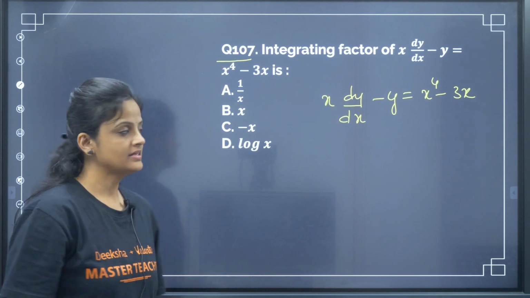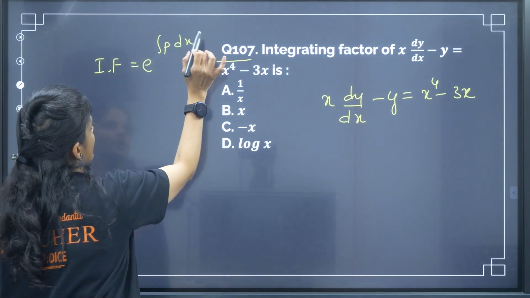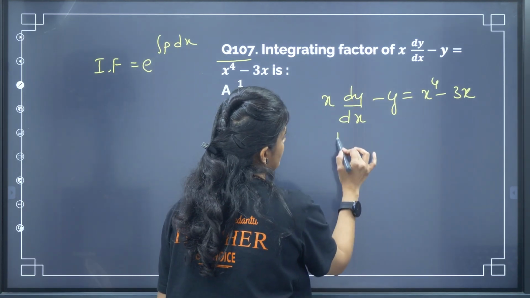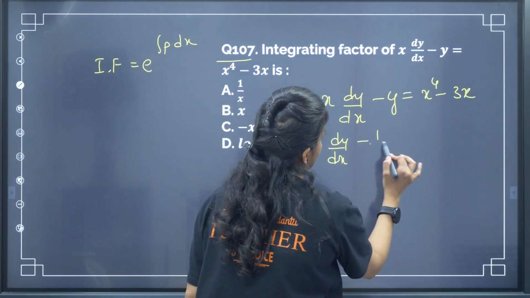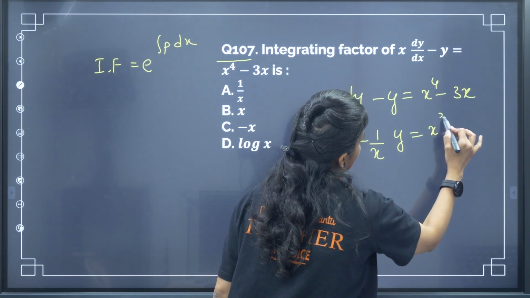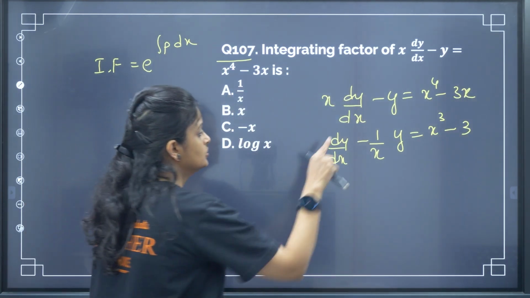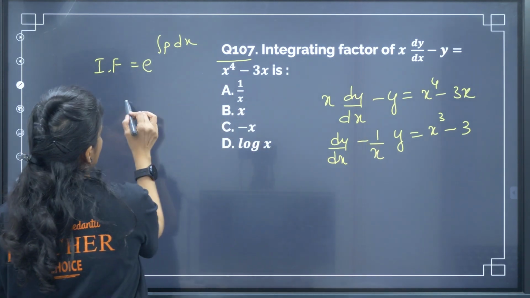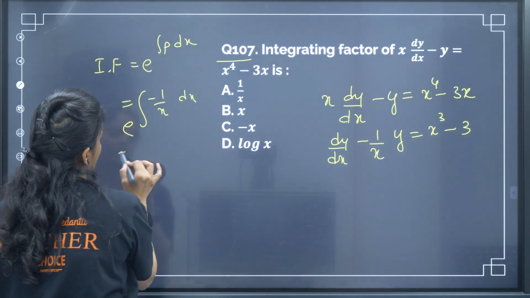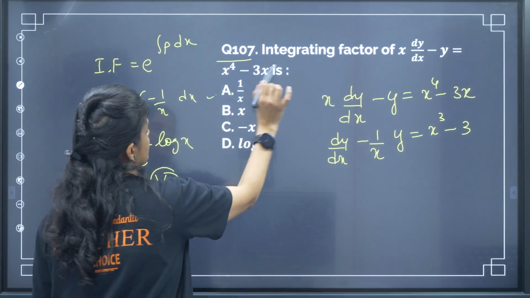Integrating factor is a very easy one. What is the formula? E to the power of integral of p dx. Now I have to find out what p is here. So nothing should be there with the dy by dx. Take it down. dy by dx minus 1 by x into y. If you divide by x, I have x cube minus 3. Anyway, that is not required for us. I need only the p value. So p value is coming minus 1 by x. Put it here. Minus 1 by x dx. I have minus log x. So 1 by x is the integrating factor.